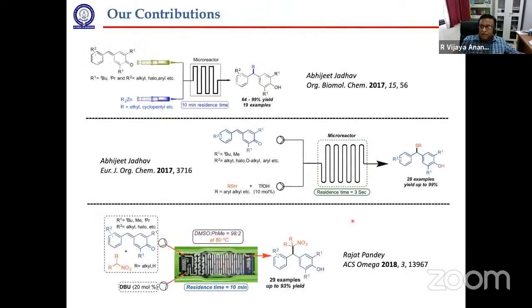So then coming to our contribution, we have also used this particular technique for developing some chemical reactions, especially the 1,6-conjugate addition reactions of para-quinone methides. You can see here this para-quinone methide is injected in one syringe into the microreactor, and in another syringe we have taken dialkylzinc. So this is the alkyl addition to para-quinone methide, and the reaction takes place over here.